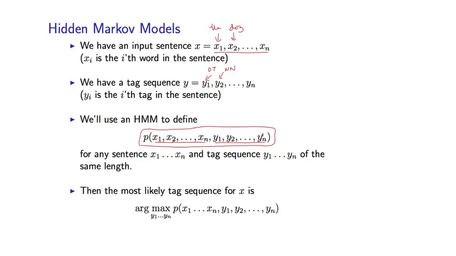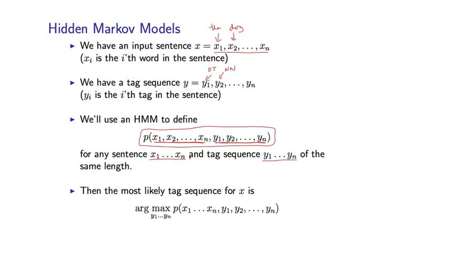So this is precisely an instance of the generative models I just showed you, in that if we think of a word sequence as an input and a tag sequence as a, quotes, label, we now have a joint distribution over these things. And this is a distribution over all possible word sequences x1 through xn and all possible tag sequences y1 through yn, where these two sequences have the same length.